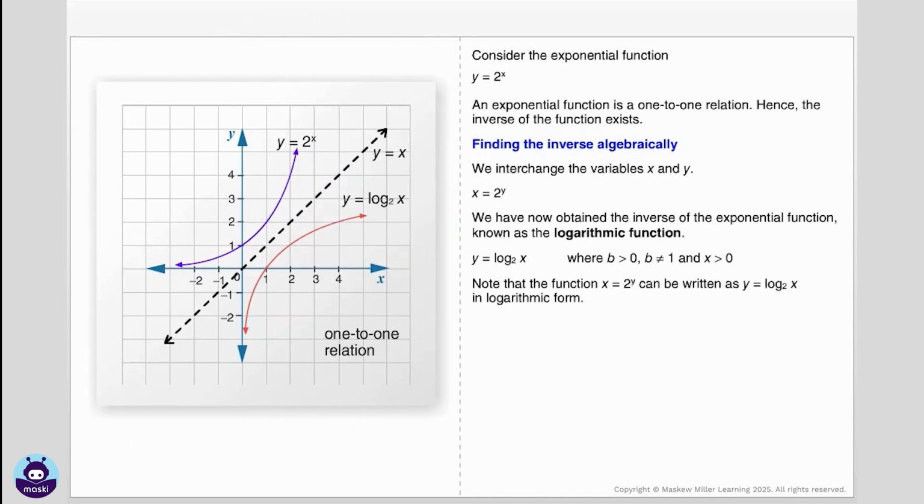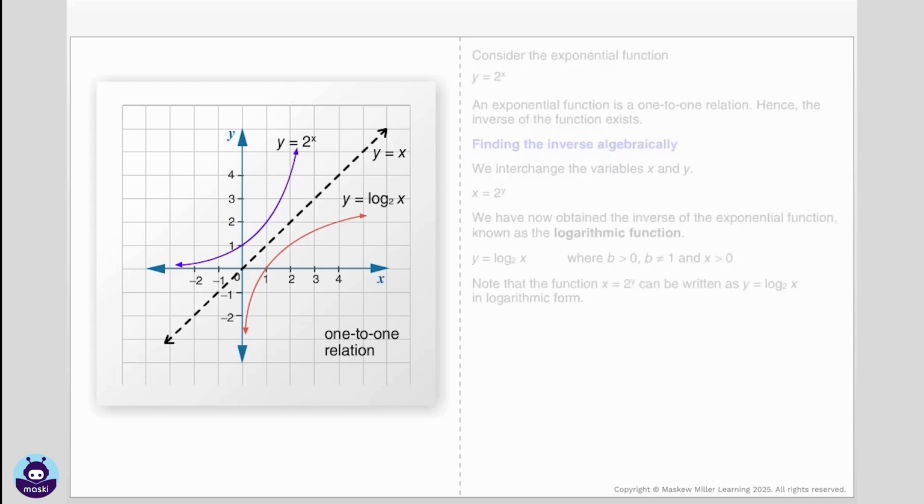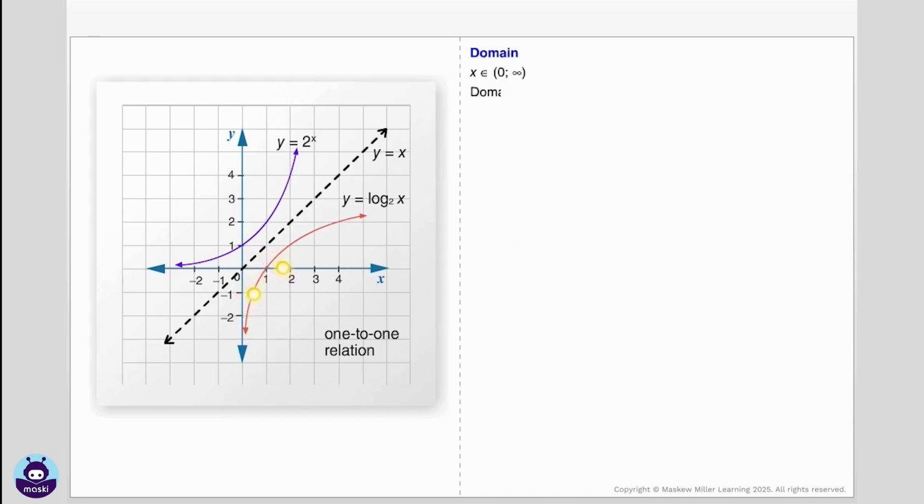Let us now learn the characteristics of the logarithmic function. Domain. x can take any positive real value. It can never be 0 or less than 0. Range. y can take all positive values as well as the negative real number values, as the curve extends infinitely above as well as below the x-axis.